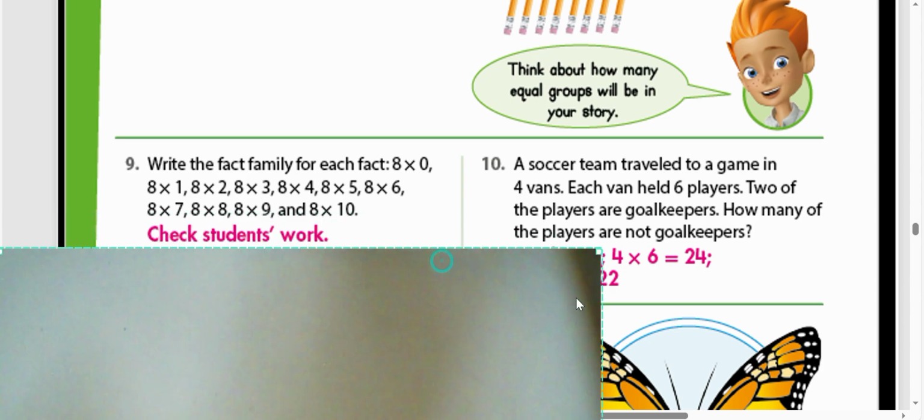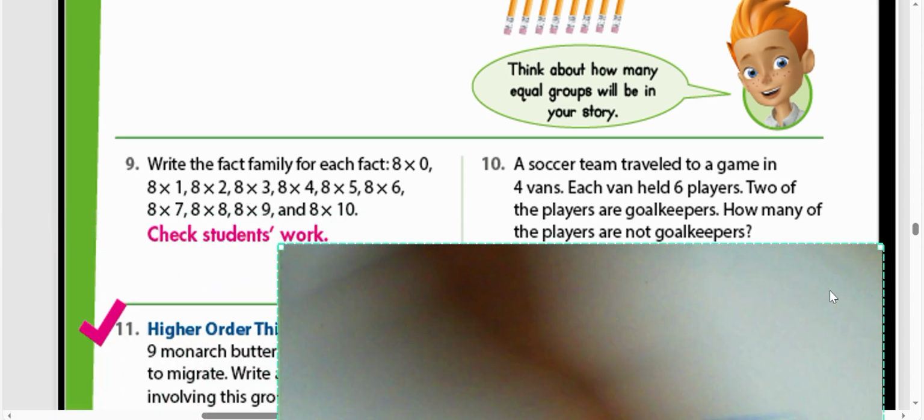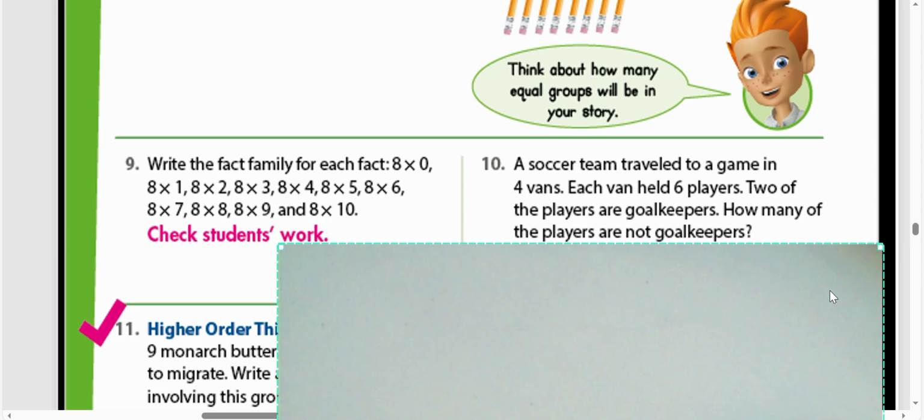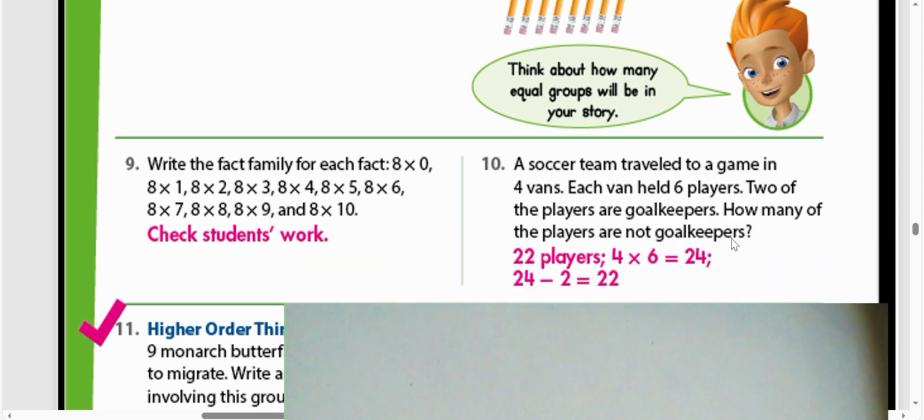A soccer team traveled to a game in 4 vans. Each van held 6 players. 2 players are goalkeepers. How many players are there? He wants to find the number of players, not goalkeepers.